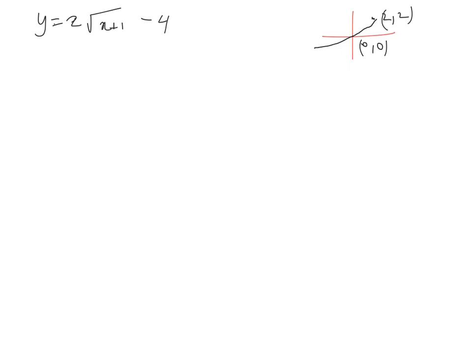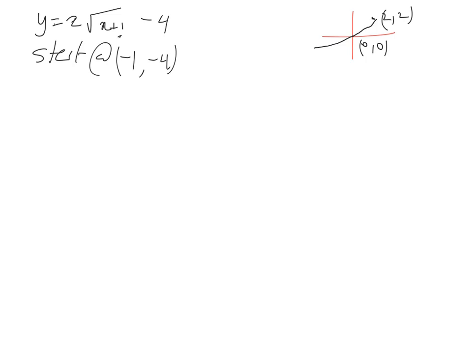So now we're going to have a look at the square root function and how to sketch it, and then also how to determine an equation. So over here we've got y equals 2 square root of x plus 1, minus 4. For this, we know that it'll start at negative 1 because of the 1 there, and negative 4.